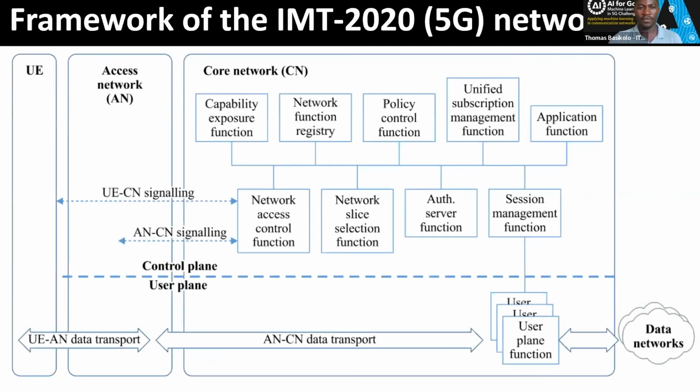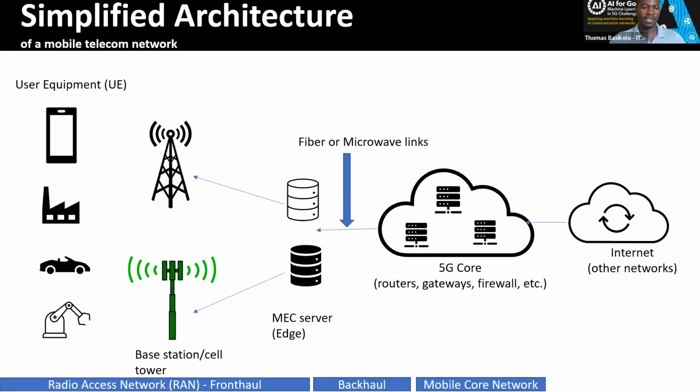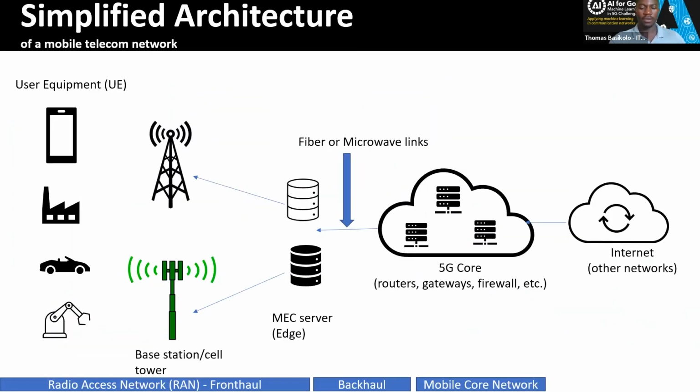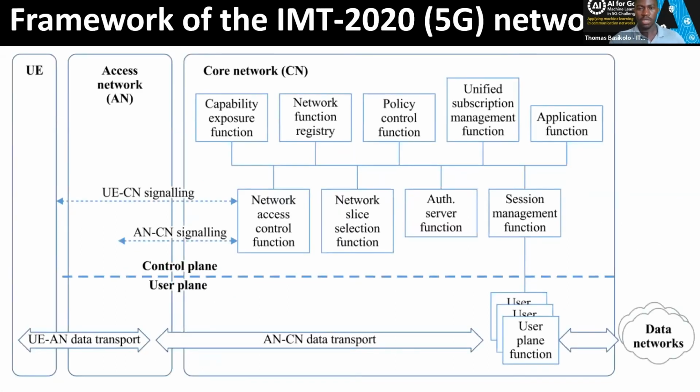And in terms of the framework for this architecture, you have the IMT 2020 framework for the 5G network. So in the network core, you have different functions. You have the capability exposure function, network function registry, user unified subscription management function, session management function, authentication server. You have several functions that are in the core network. And then you have the access network, this part. And then you have the user equipment, so UE, this part where you have the users now. There are several functionalities that you can see or read about in this framework or in this architecture.